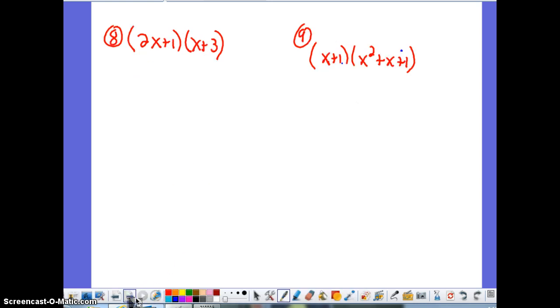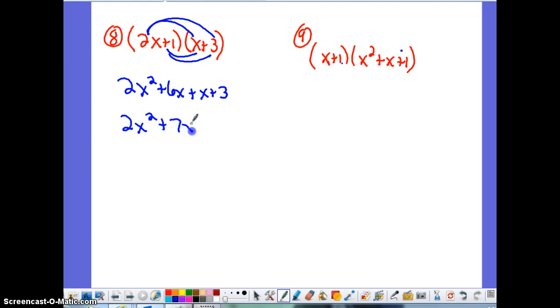Number 8, 2x plus 1 times x plus 3. Again, we're just FOILing here. We're distributing twice, the 2x times the x and the 2x times the 3. That's going to give me 2x squared plus 6x. And 1 times x and 1 times 3 is just plus x plus 3. So 2x squared plus 7x plus 3 is your final answer when you combine the middle two terms there, 6x and 1x.